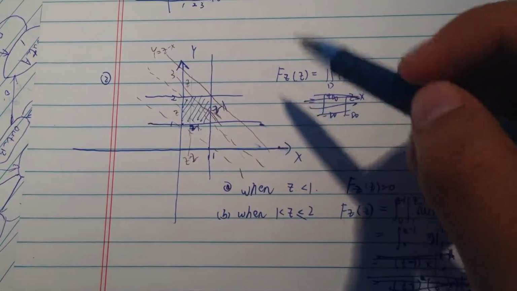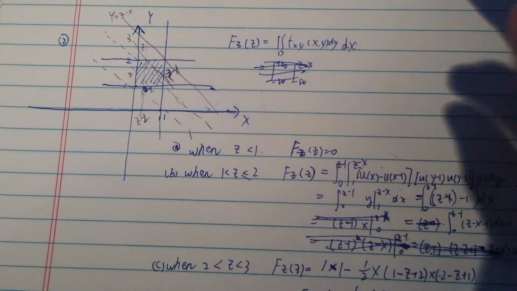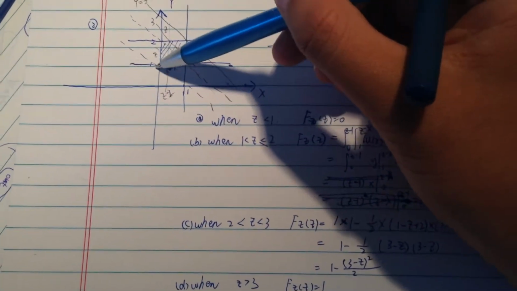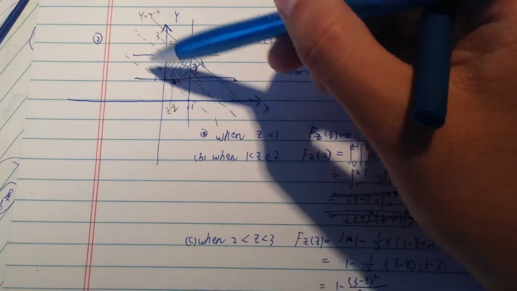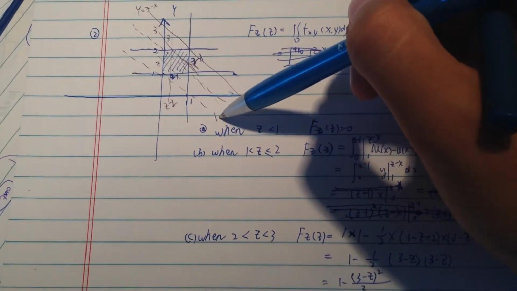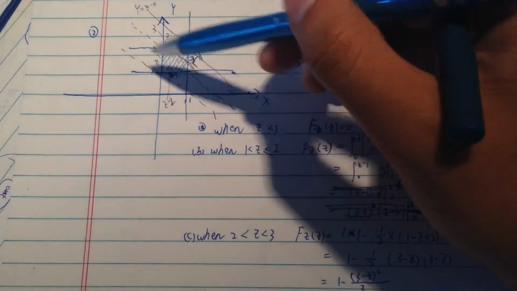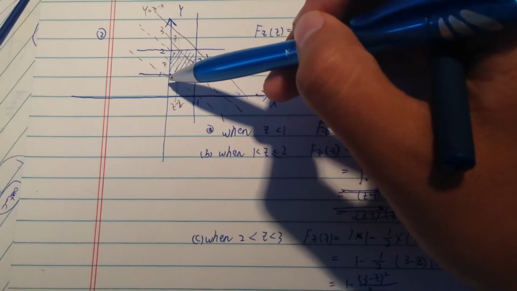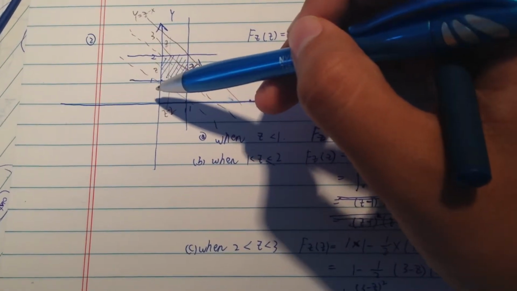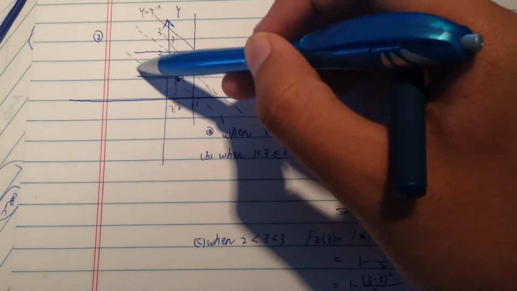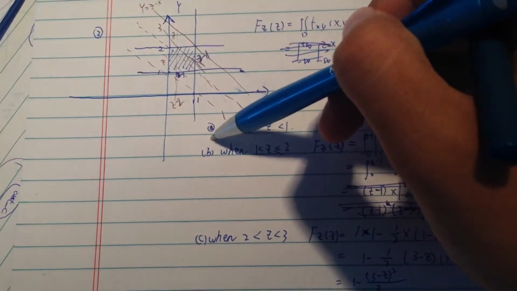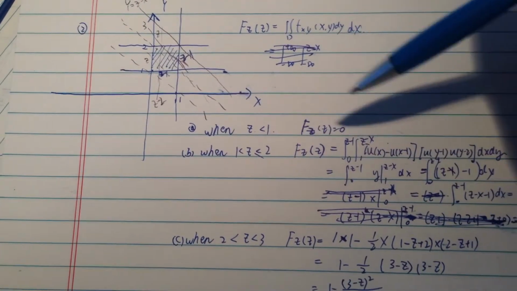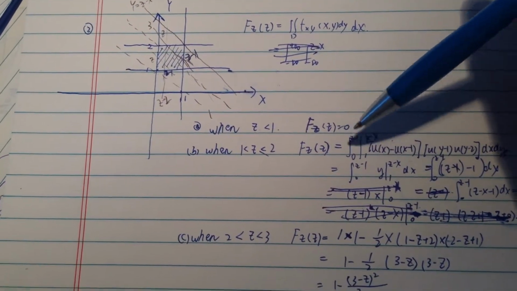We must figure out that there are 4 conditions. If Z is less than 1, Z is here, and this line is Z, y equals z minus x, that is x plus y equals z. When Z is lower than 1, this shadow is the effective area, but there is nothing in it. So when Z is less than 1, the distribution function is 0.